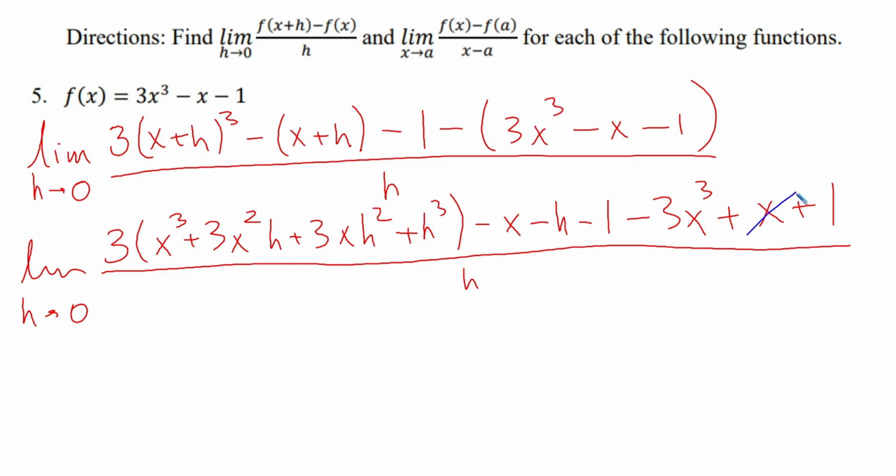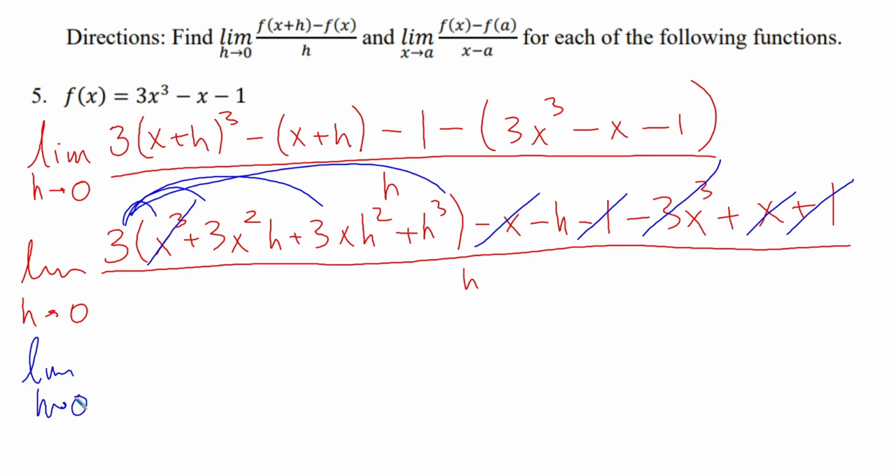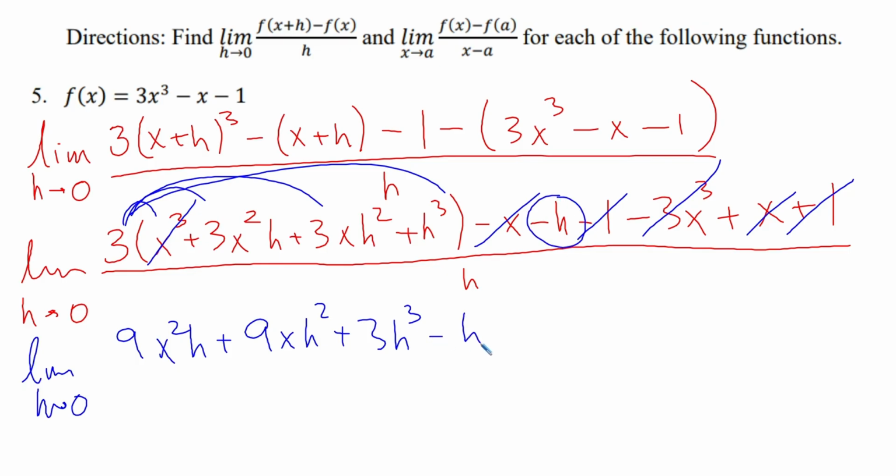We can see that the plus x and the plus 1 will cancel with a minus x and a minus 1. And when I distribute this 3 to the x cubed, that's going to become 3x cubed with a minus 3x cubed will cancel. And we'll just make sure we remember to distribute that 3 to everything else there. So we now have a limit as h approaches 0 of 9x squared h plus 9x h squared plus 3h cubed. And then we have a minus h term in there that we don't want to lose and forget. And it's still all over h.